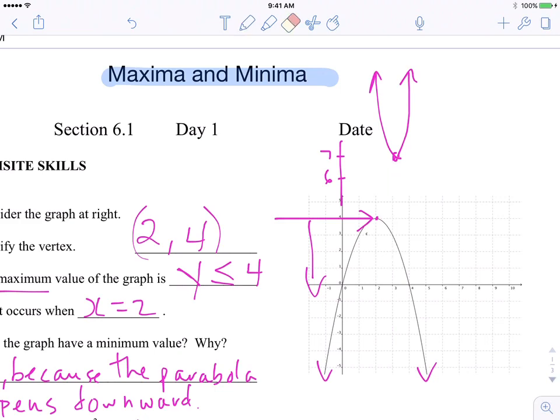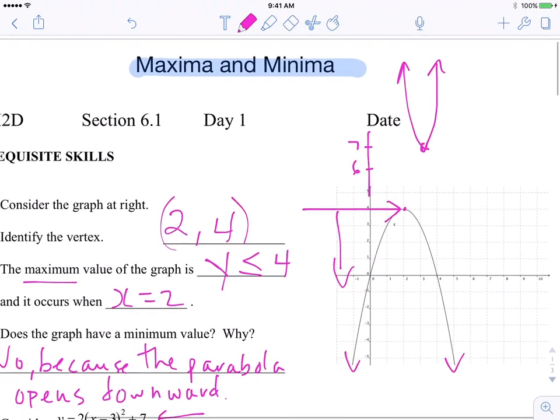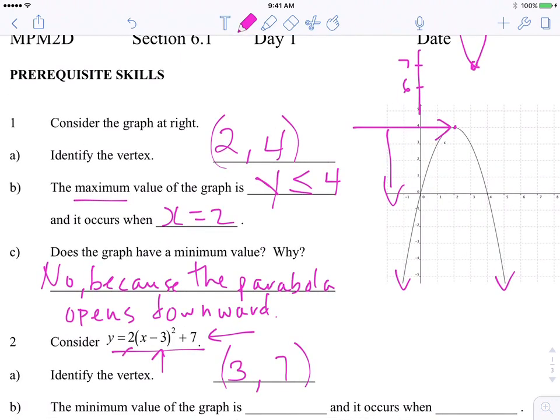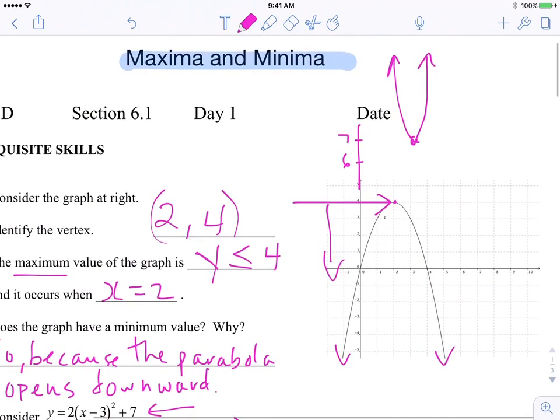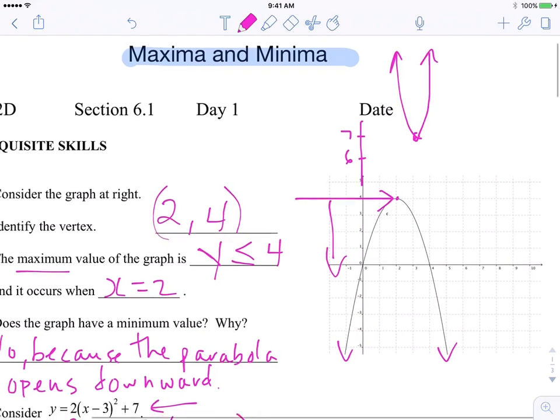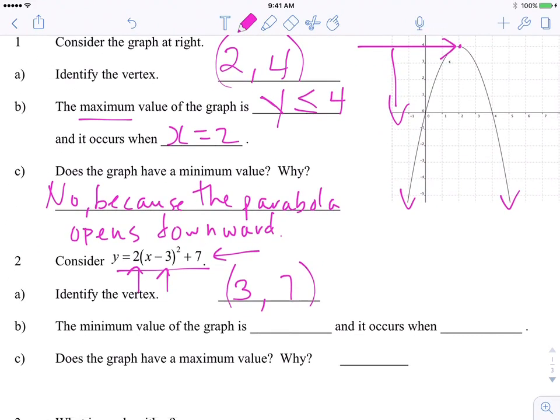I'm going to erase that line there for now. It would be stretched by a factor of 2, and that's where it would be, because we know there's a stretch factor of 2, and that's where that parabola would occur. So the vertex is 3, 7.